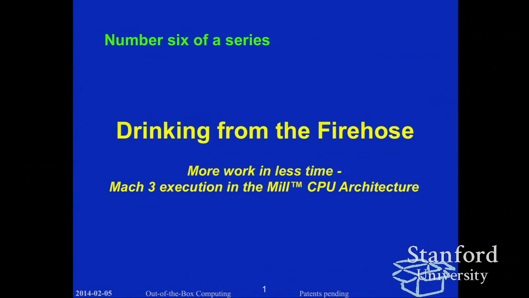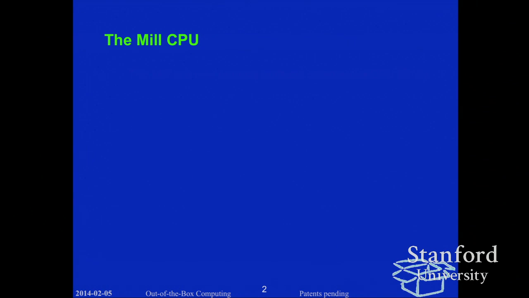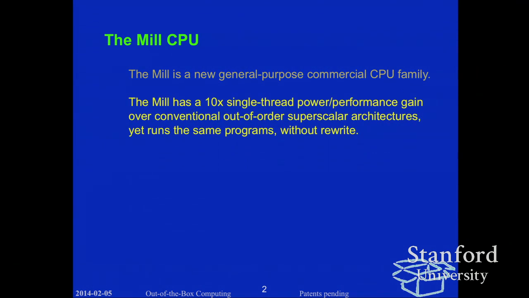Today's talk is about certain aspects of the execution model used by the Mill architecture. The Mill is a family of CPU designs, family in the sense of the 360. Due to the advances in the architecture, it's a commercial product, or we hope it will be. It's still in development.